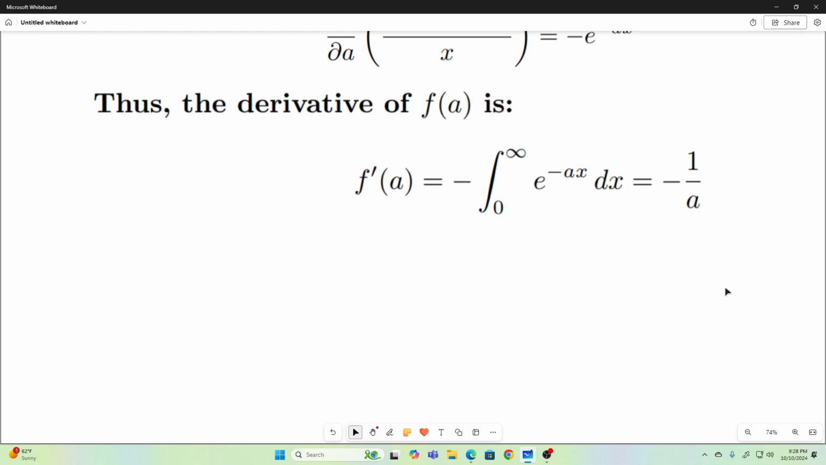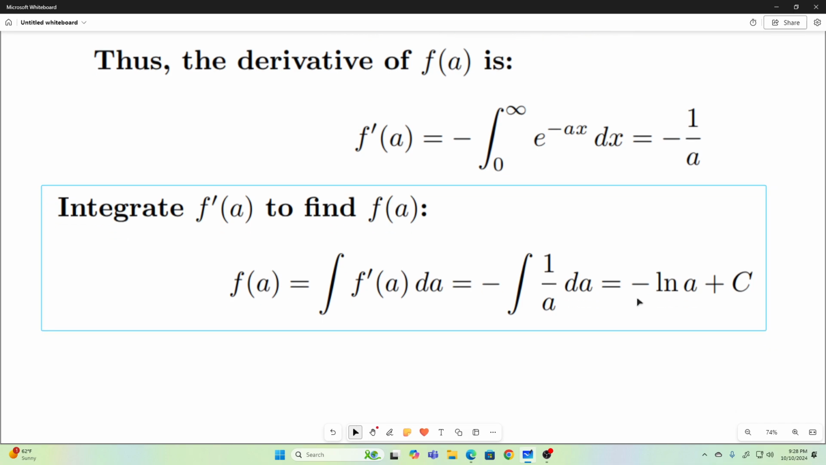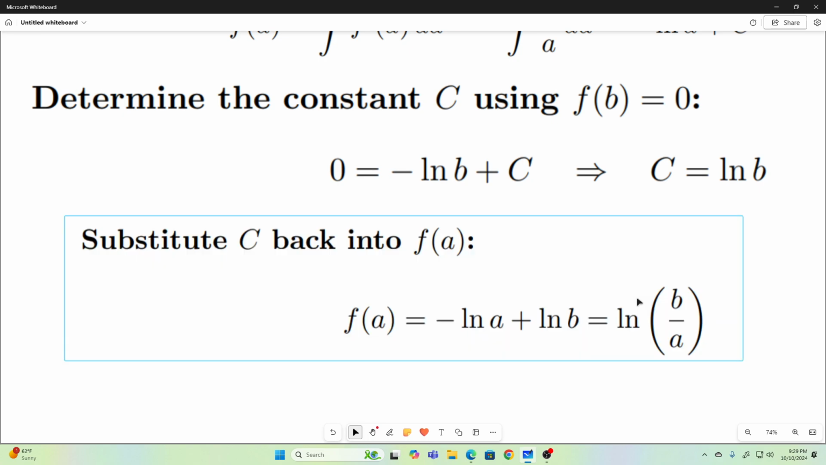So now it's pretty easy to find what f of a is going to be equal to. We just have to anti-differentiate our f prime of a, right? Okay, so our f of a is equal to the integral of our f prime of a, which we know is negative 1 over a. So that's equal to negative integral 1 over a dA. All right, well, that's going to give us negative natural log a plus c. So now we need to figure out what our c is. And we can do that by, remember, at the beginning of the video, we found that f evaluated at b is equal to 0. So that means that 0 is equal to negative natural log b plus c, implying that c is equal to natural log b. So we just substitute that back into our f of a, and we get that f of a is equal to negative natural log a plus natural log b, which, using the properties of logarithms, simplifies to natural log of b over a.